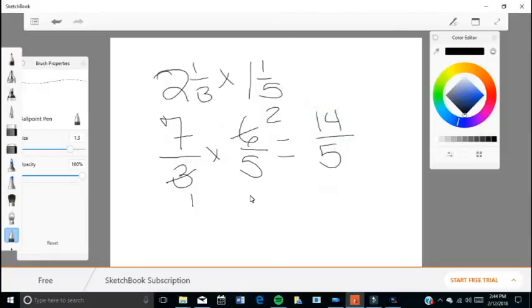Now I'm not done. Because I made them improper fractions, the likelihood of getting an improper fraction out is very high. So I need to be able to turn this into a mixed number very quickly. Remember, 5 Skittles make a bag. I have 14 Skittles. I can make 2 bags with 4 leftover Skittles. So the answer is 2 and 4/5.